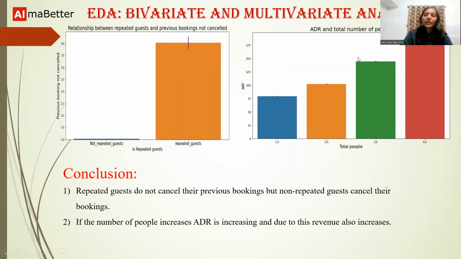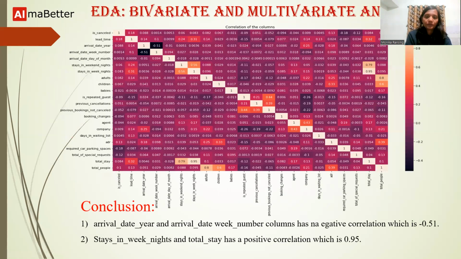Okay, now I used a bar plot to show the relationship between ADR and the total number of people. From that I got the insight that if the number of people increases, ADR increases, and due to this revenue also increases. Means ADR and revenue or income of the hotel have a direct proportion with each other. Means if ADR increases, revenue also increases.